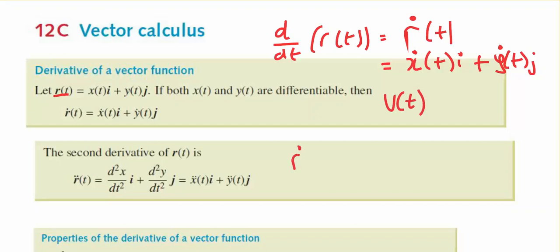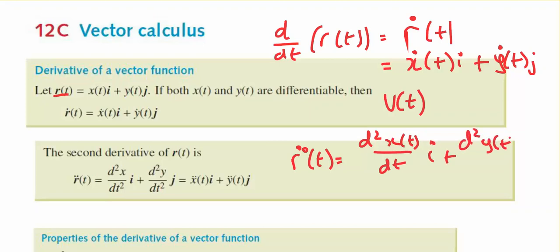The second derivative of the position will be the second derivative of x of t with respect to t in the i plus the second derivative of y of t with respect to t in the j, and that's going to be the acceleration vector. So the derivative of displacement is velocity, the derivative of velocity is acceleration.